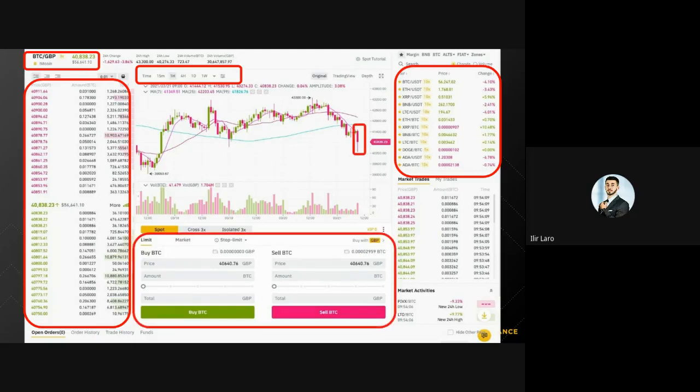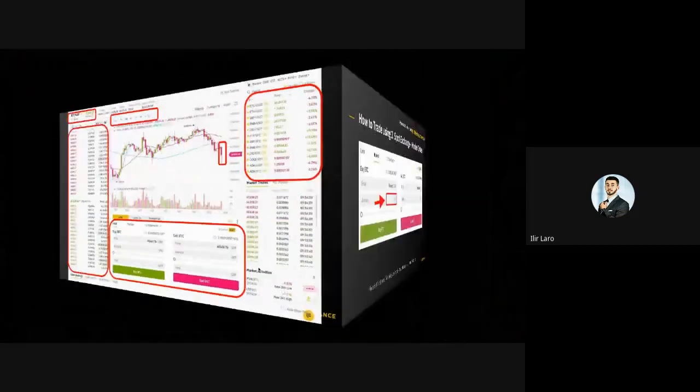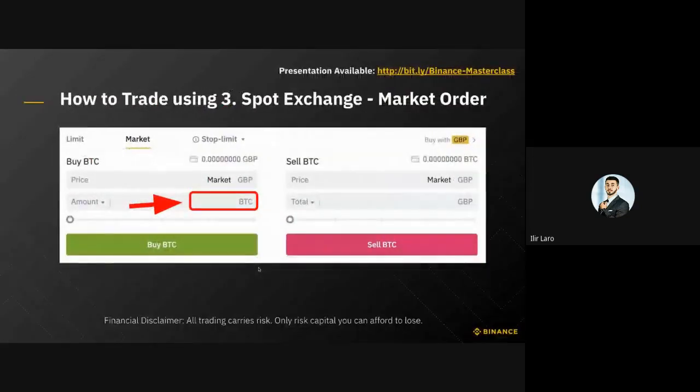And then the last section is obviously the way to set and actually place orders, which I mentioned. You've got the limit order here, you've got the market order, you've got the stop limit order, and you've got the OCO as well. I'm just going to go through individually what they mean.